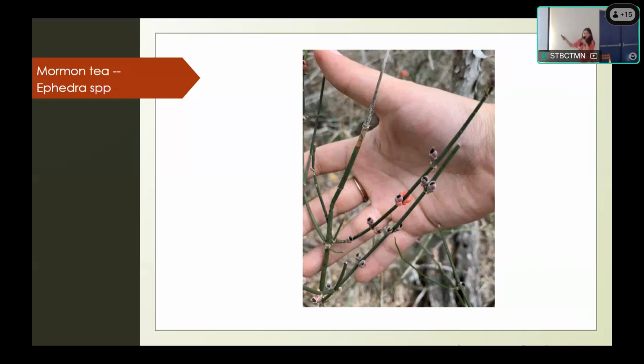It's also a dioecious plant. So this one is a female plant. However, I don't know which ephedra species it is. I can't tell if it's antisyphilitica or pedunculata. Hopefully somebody here can help me with that. But I actually got one to germinate in my garden.